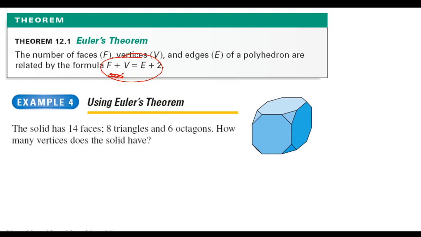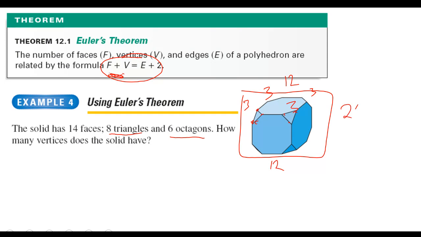The solid used here, this one right here, has 14 faces, 8 triangles, and 6 octagons. How many vertices does the solid have? Technically, there are 2 ways to do it. One, you could count 1, 2, 3, 4, 5, 6, how many vertices it has. Well, if you are quick-witted, you see that there's 3 here, 3 over here, 3 over here, 3 over here, and then the other vertices are at the bottom. So this top is 12, this bottom is 12, so you have 24 vertices.